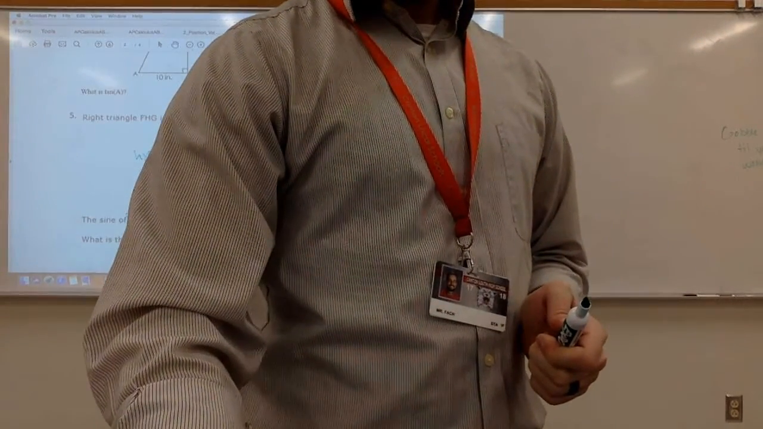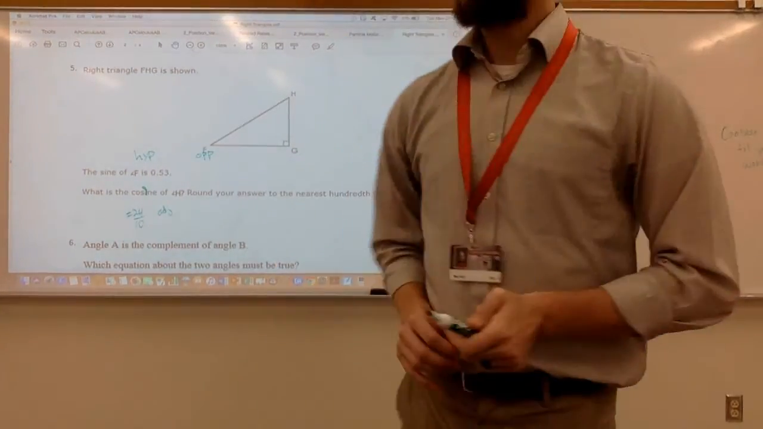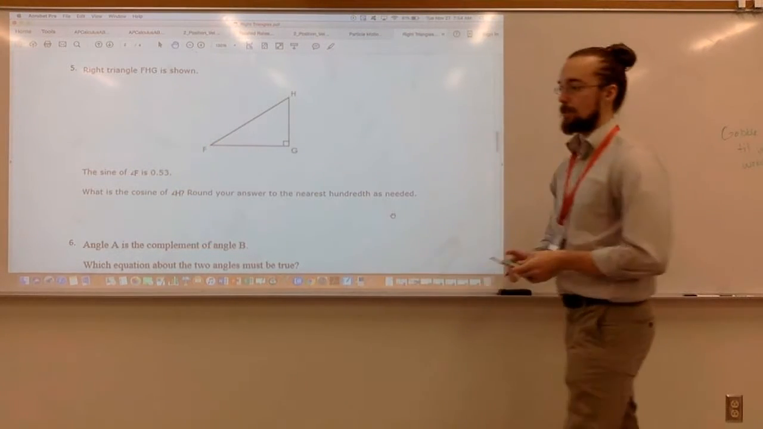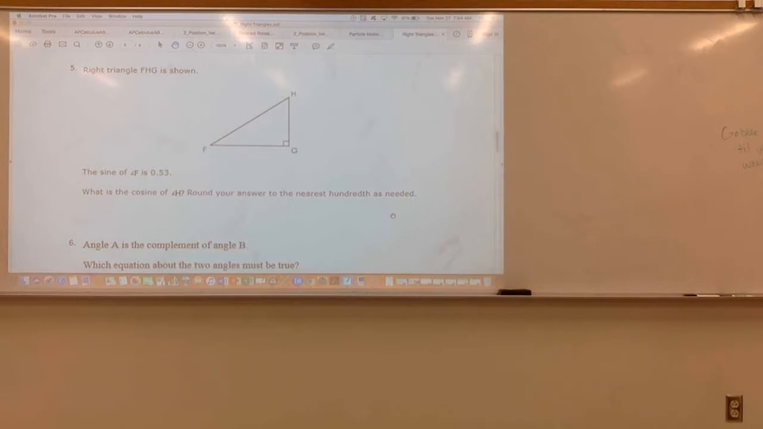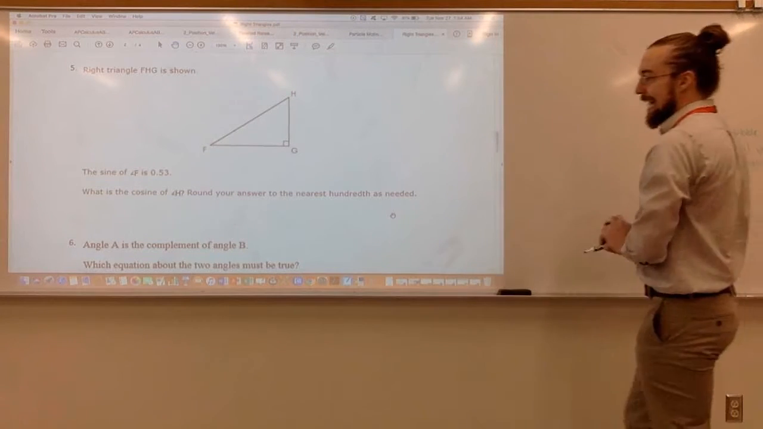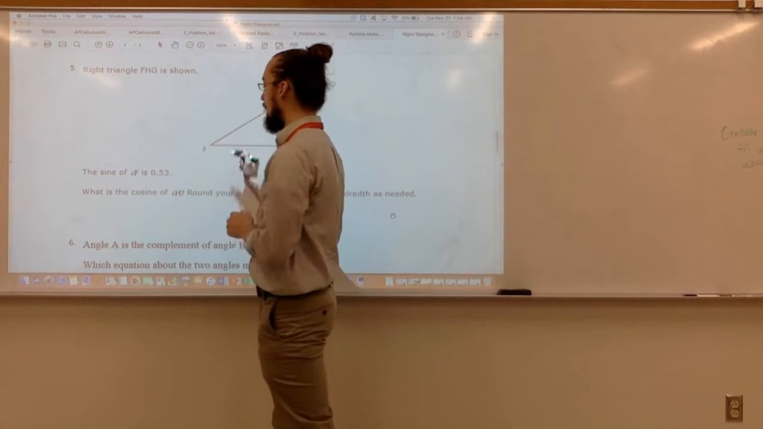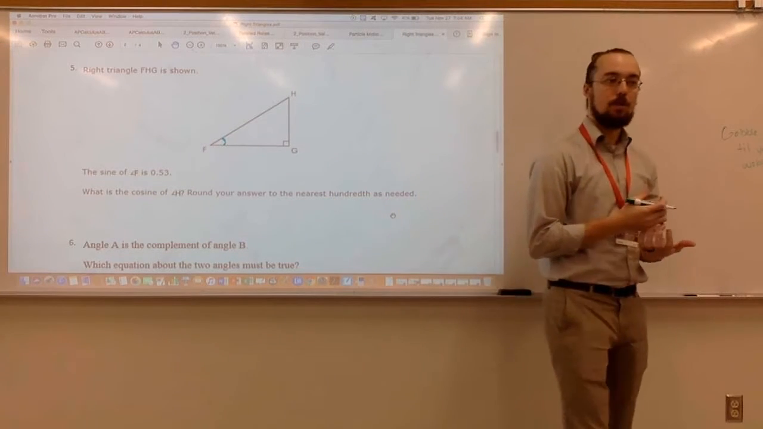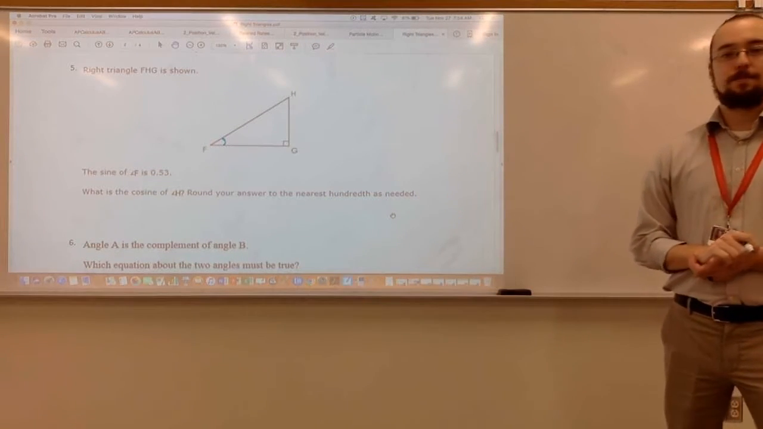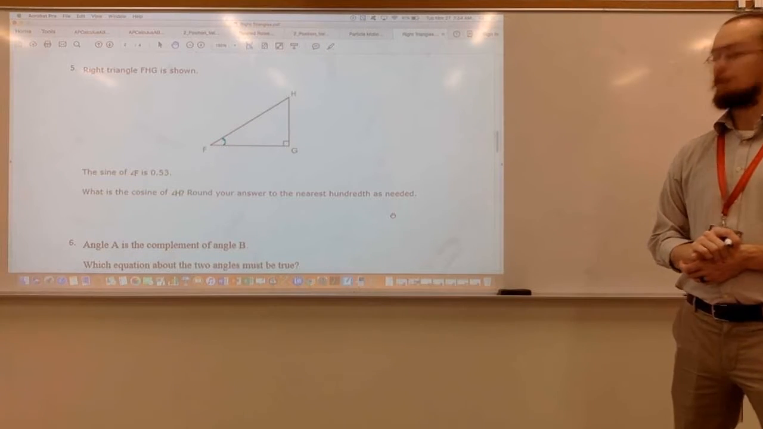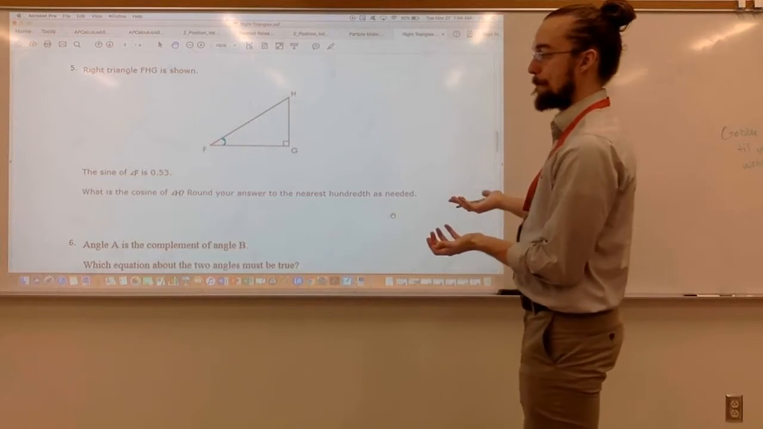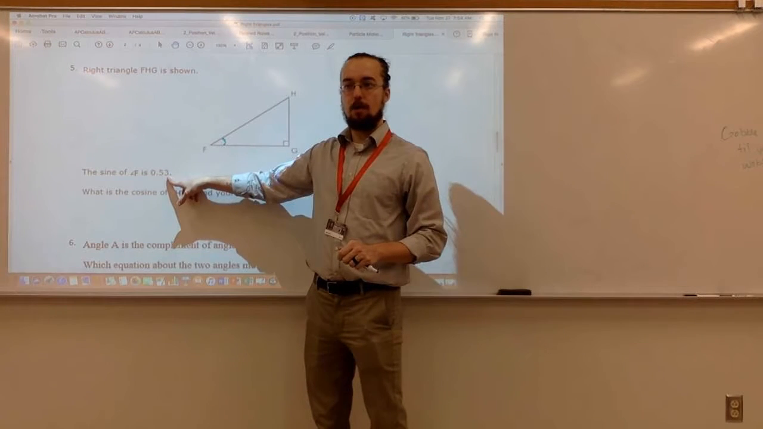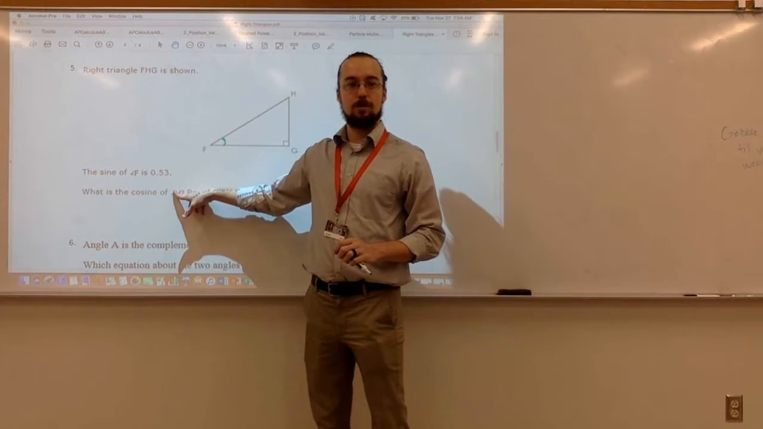Alright, so now, this one requires a little bit more thought. Right? This is, again, another one that was pulled directly off of a previous AIR test. So we've got this right triangle, and they tell us that the sine of angle F is 0.53. How can I put that information on the triangle? So we know, what is sine? What does that even mean? Opposite over hypotenuse. But I just have one number. So how can I make that an opposite over a hypotenuse?